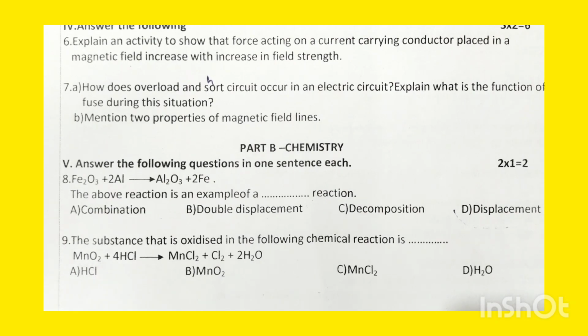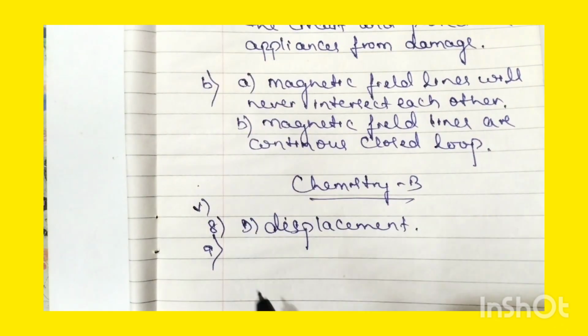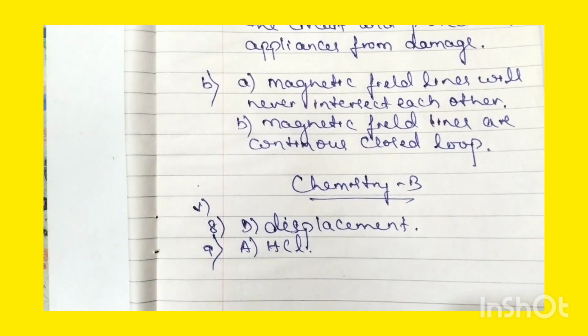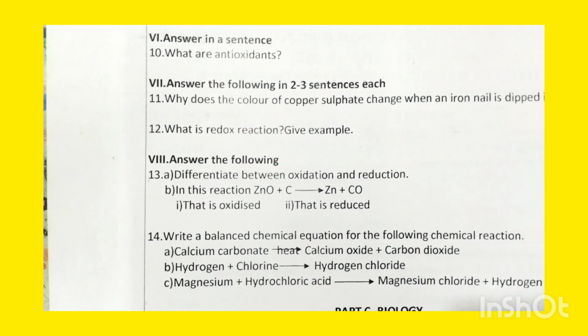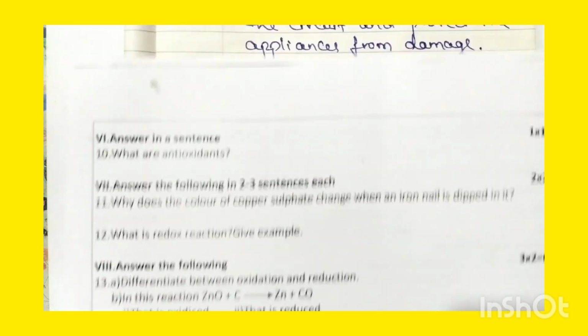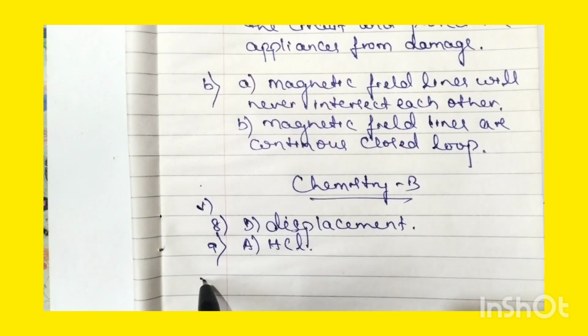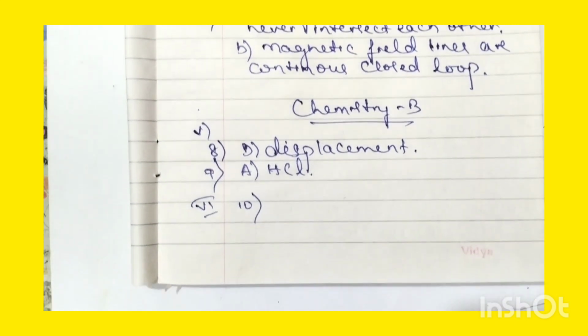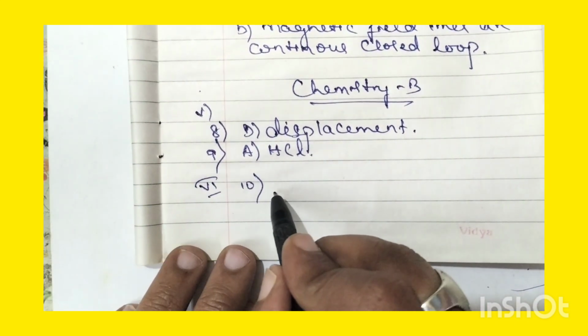So among these four options, option A, HCl, is the right answer. Now let us move to the 10th question. What are antioxidants? So this is the 10th question. Let us answer what are antioxidants.